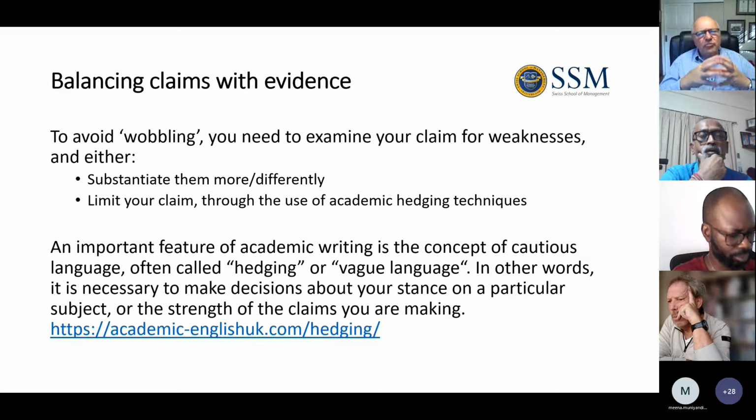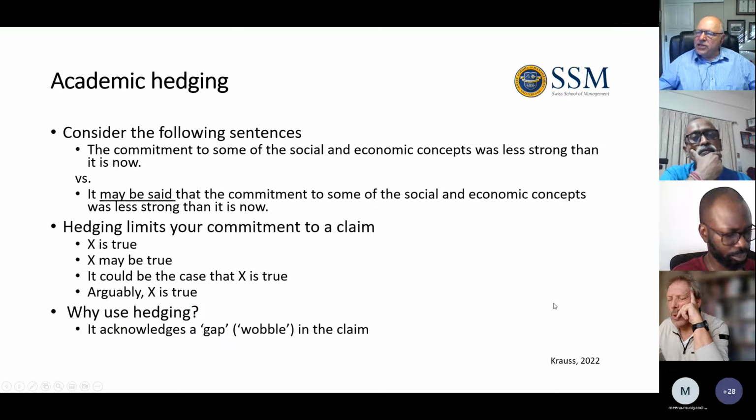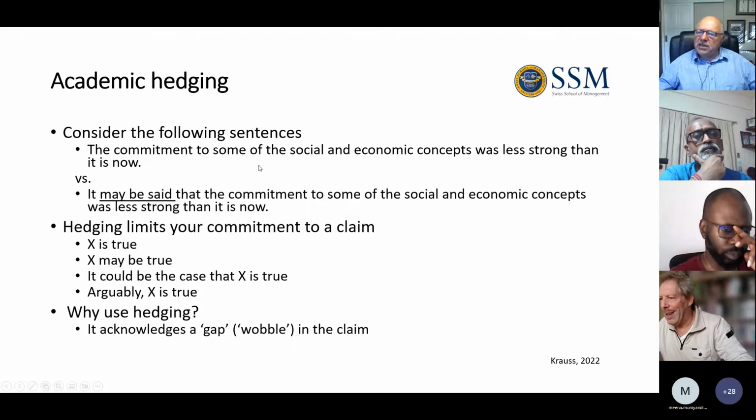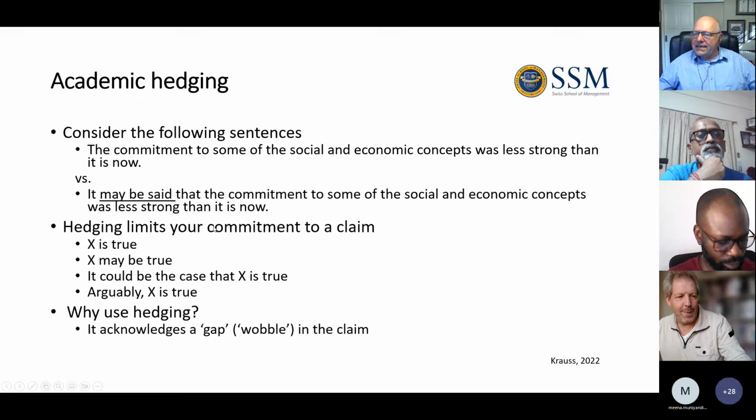If you can't prove your claim very strongly, then you must limit it through academic hedging, as we said, by making the claim a bit more vague. So this is what hedging is about, or vague language. And you can see, if you look at the following sentence, for instance, "the commitment to some of the social and economic concepts was less strong than it is now" versus "it may be said that the commitment to some..." Here you're making a statement, and here you suggest "may be said", you're actually making it a bit more vague.